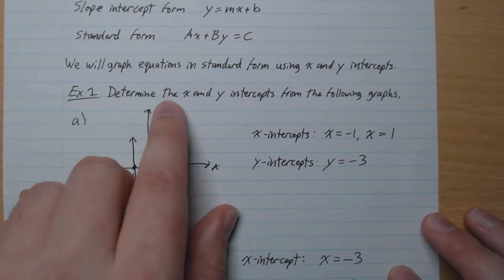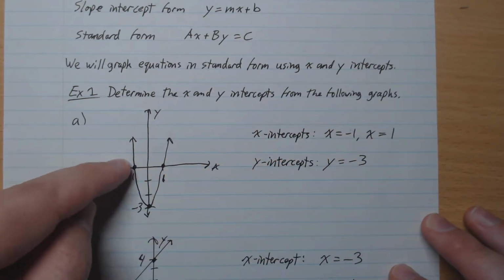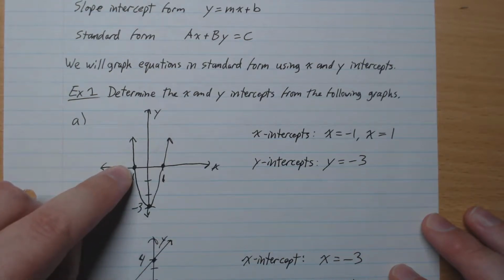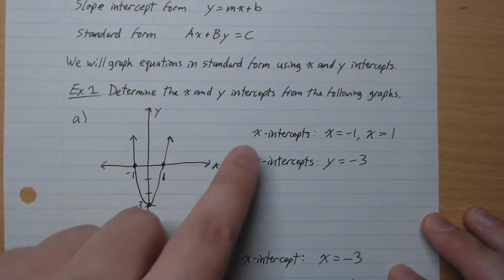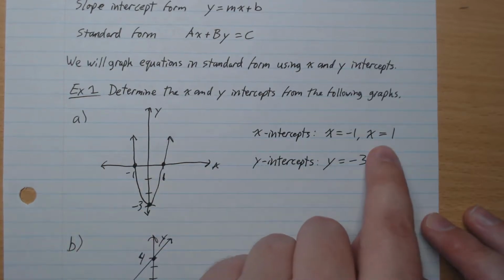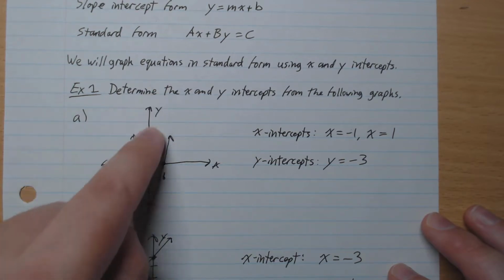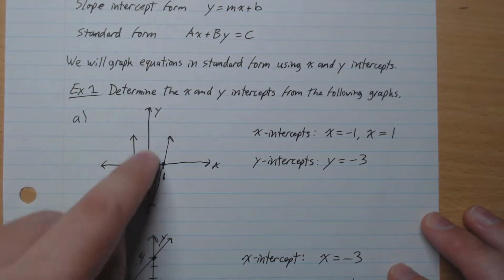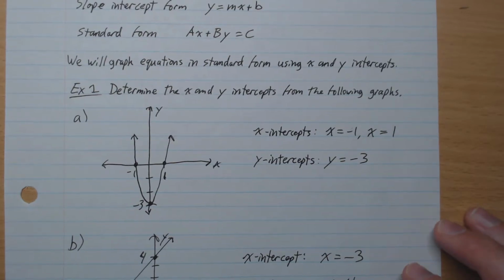So example 1, determine the x and y intercepts for the following graphs. The x-intercepts are where it crosses the x-axis. So here at -1 and here at 1 we have crossings of the x-axis, and we call those x-intercepts. So the first one is x equals -1 and the other one is x equals 1. And then the y-intercept is where it crosses the y-axis, and so here at -3 it crosses the y-axis. So the y-intercept is y equals -3.